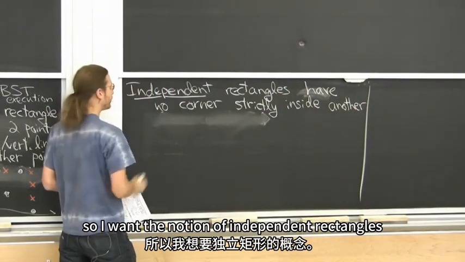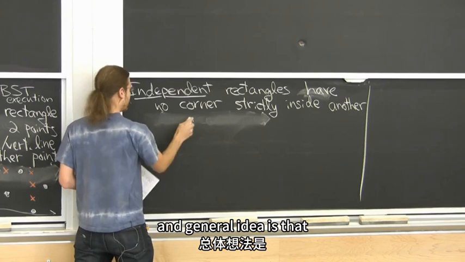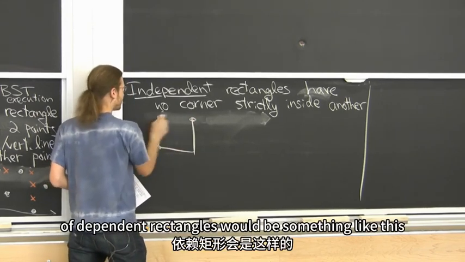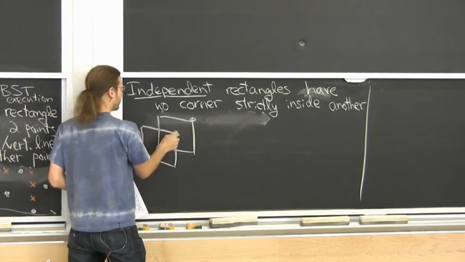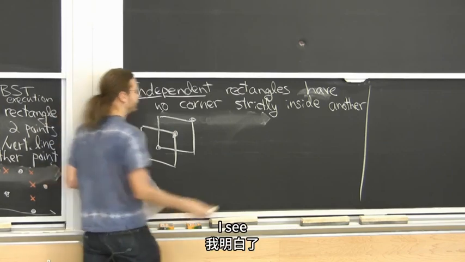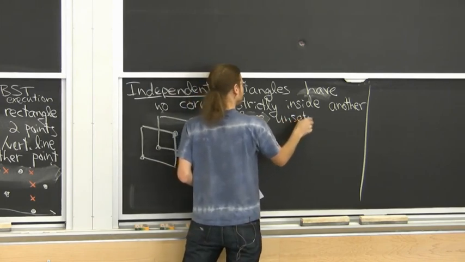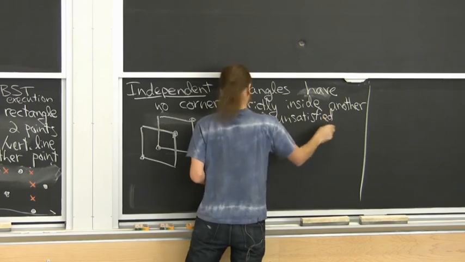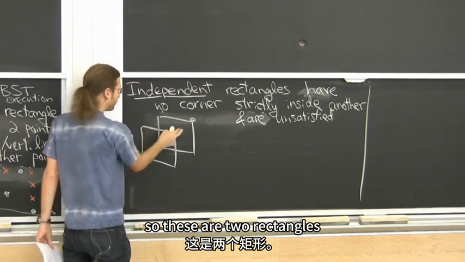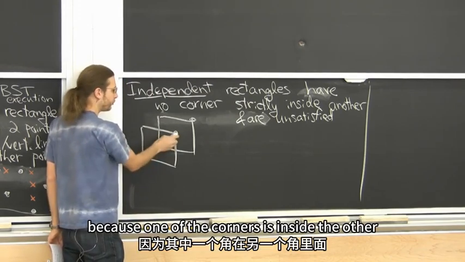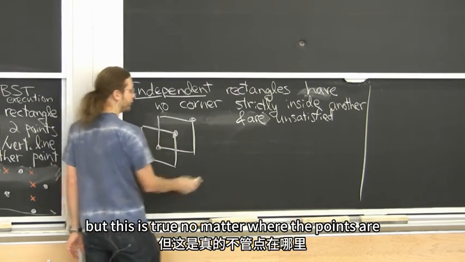So I want the notion of independent rectangles, and the general idea is that dependent rectangles would be something like this. So these are two rectangles. I consider them dependent because one of the corners is inside the other rectangle. But this is true no matter where the points are.